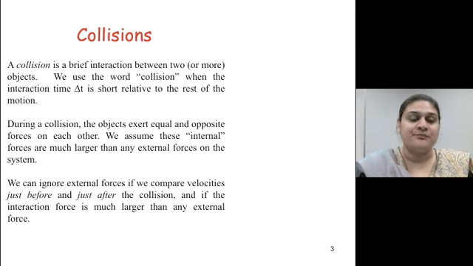So, in a nutshell, a collision is a brief interaction between two or more objects. We use the word collision when the interaction time is very short relative to the entire motion. During a collision, objects exert forces which are equal and opposite on one another.